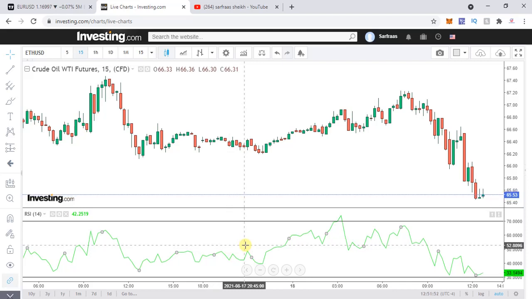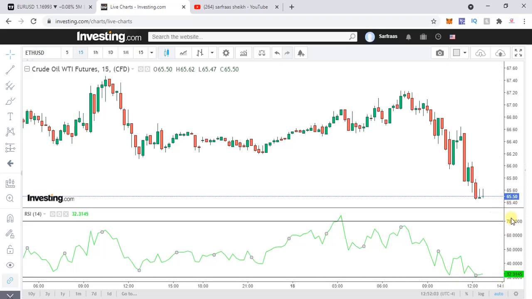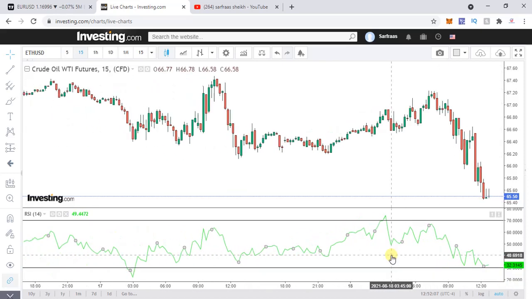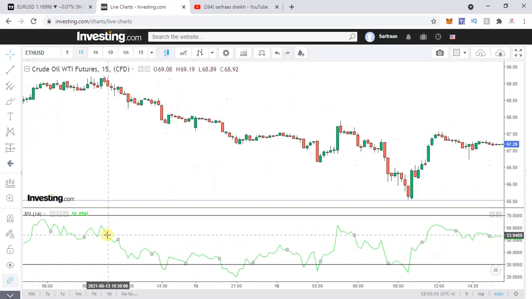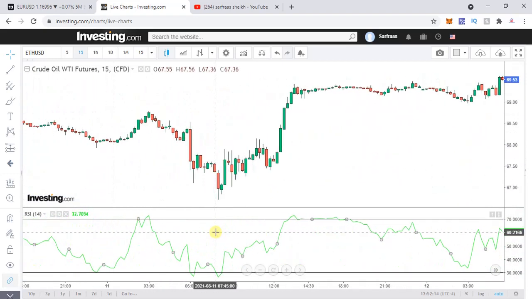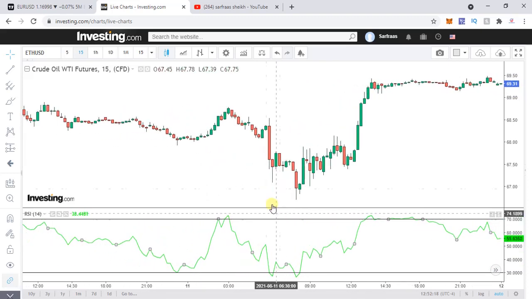So basically, as you can see, the number 70 over here is called the overbought zone, and 30 is called the oversold zone. Basically, that is what these zones are. So if we go, I'll just scroll back. Okay, and you can see there is a fall over here.